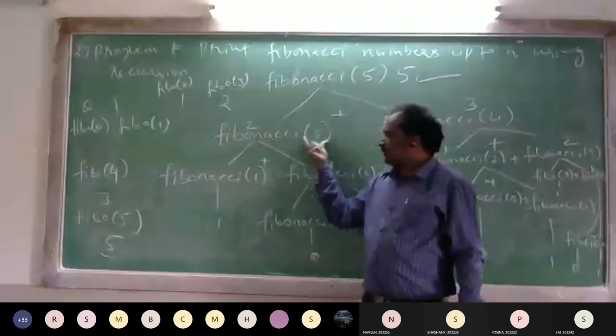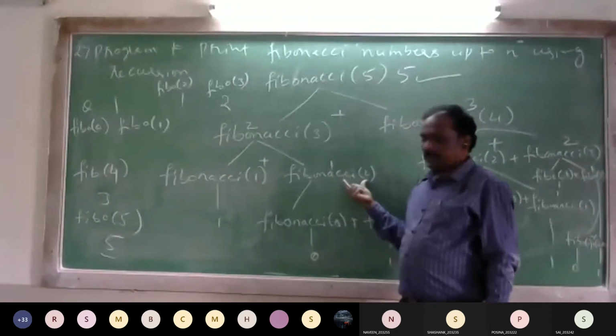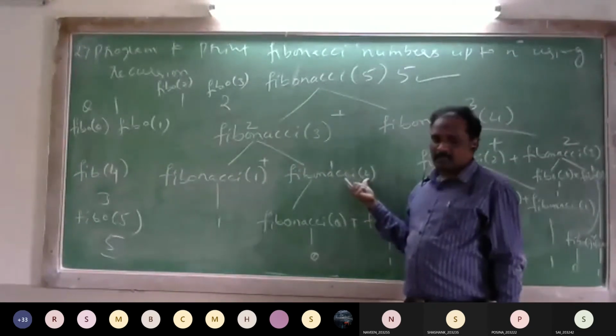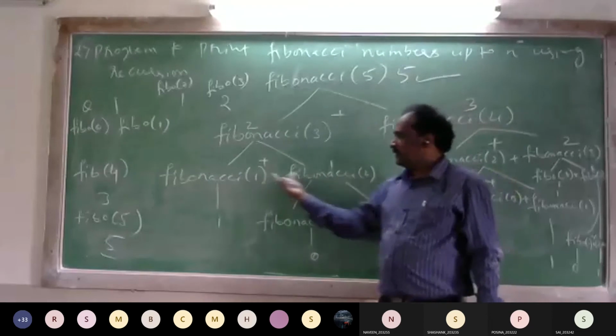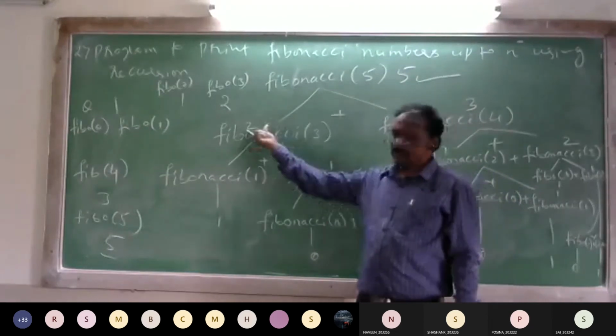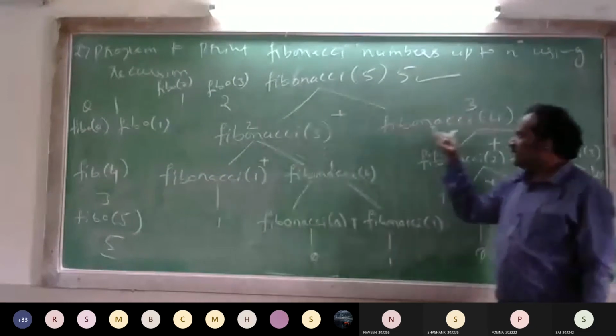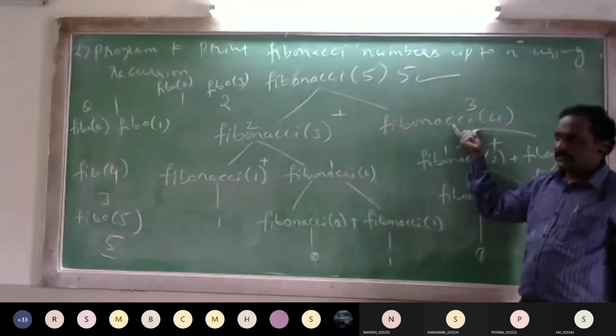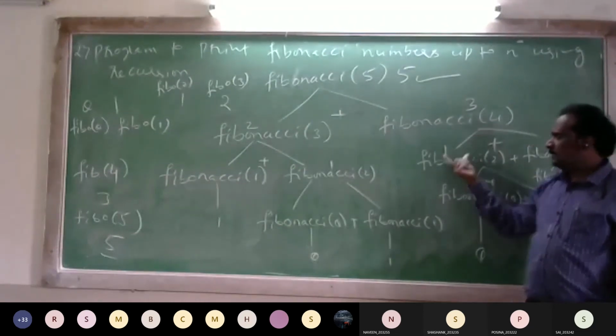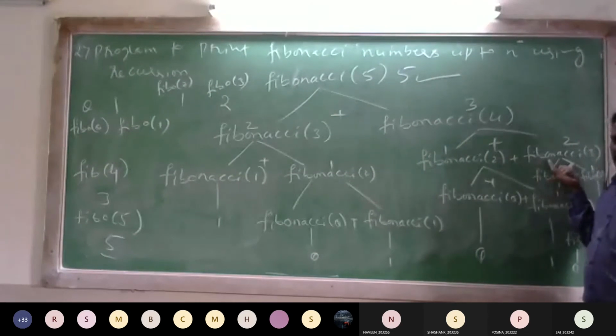Now to calculate Fibonacci of 3, Fibonacci of 1 plus Fibonacci of 2. Now we have got the solution for Fibonacci of 2. Now you use this solution: 1 plus 1 will become 2. So Fibonacci of 5 is dependent on Fibonacci of 3 plus Fibonacci of 4. But we don't know what Fibonacci of 4 is. Fibonacci of 4 is dependent on Fibonacci of 2 plus Fibonacci of 3.